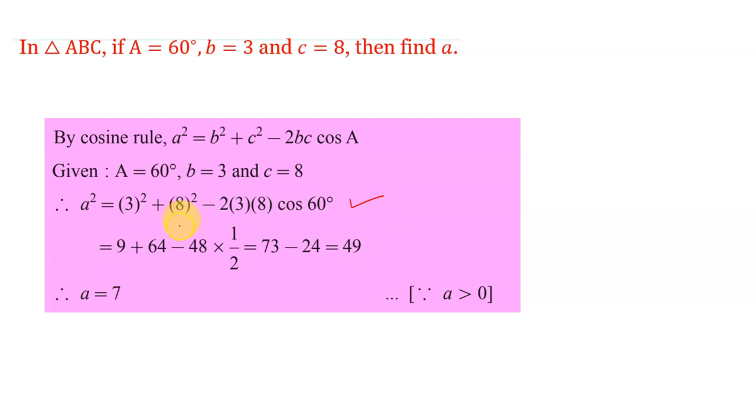Okay, 3 square means what? 9. 8 square is 64. Minus 2 into 3 into 8, you will get 48. Cos 60 is 1 upon 2. And overall, 73 minus 24, you will get 49. a square is equal to 49. And hence, a is equal to 7, the positive value.